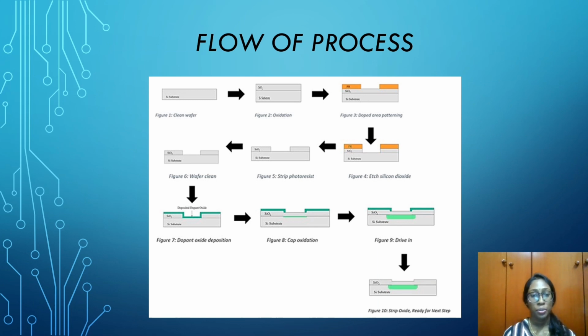Figure 1 shows a clean wafer, figure 2 shows that we are undergoing the process of oxidation, figure 3 shows the patterning of the doped area, and figure 4 shows the etching of the silicon dioxide that was oxidated on it. Figure 5 shows the photoresist being stripped, and figure 6 shows a clean wafer again. Figure 7 shows the dopant oxide deposition, figure 8 shows the cap oxidation, figure 9 the drive-in, and figure 10 shows the oxide strip, which is ready for the next step.